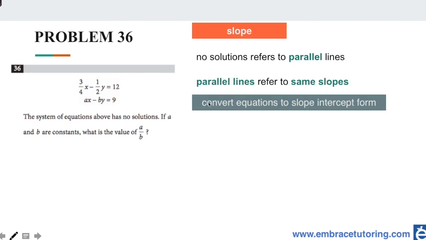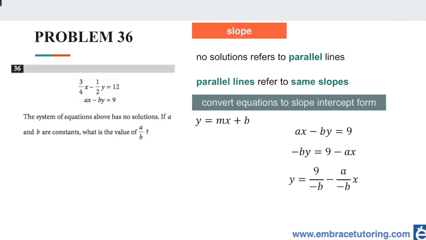And essentially what I want to do in order to solve this is convert my equations to slope-intercept form. Now, starting with my first equation, I have ax minus by equals 9. I'm going to bring over my ax to get y by itself, and I get negative by equals 9 minus ax. I'm then going to divide both sides by negative b, and I get y equals 9 over negative b minus a over negative b x. This is actually great because I end up getting y equals 9 over negative b plus a over b x. And that's great because here I already have this set up in terms of the format of a over b.